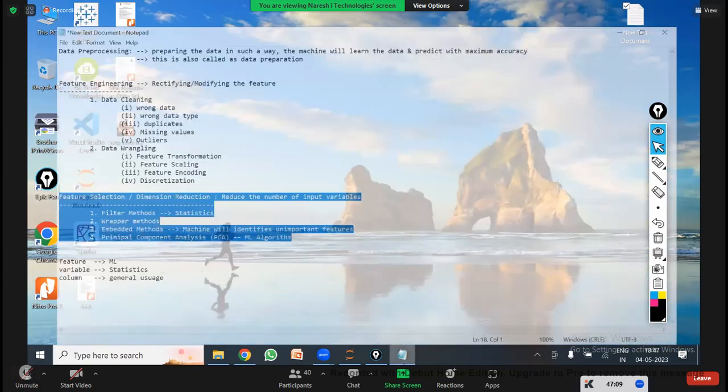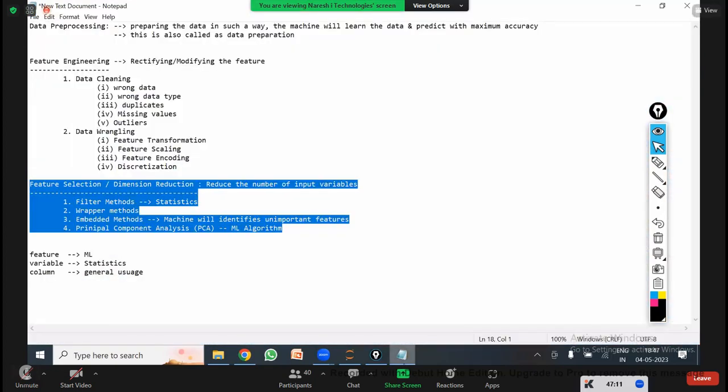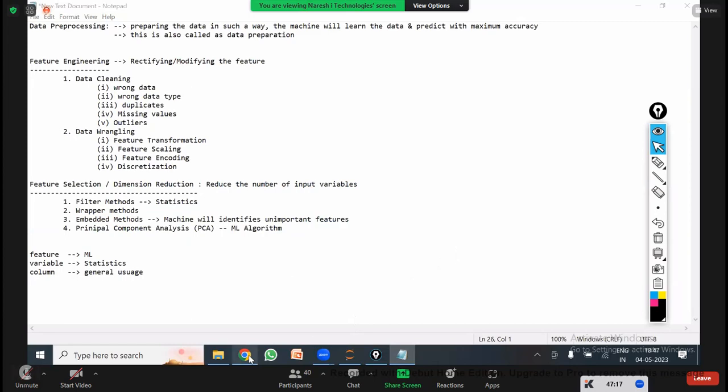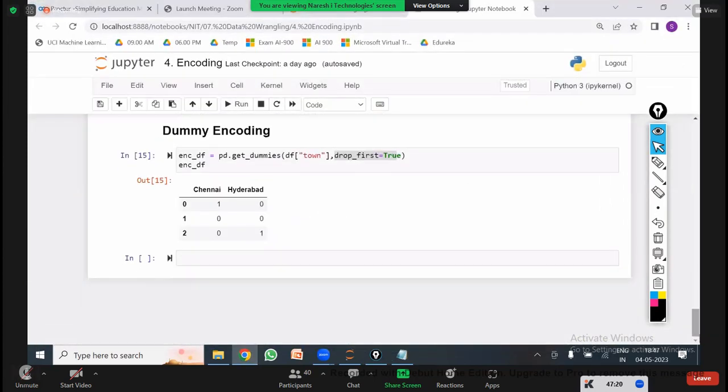So this is with respect to what is called feature engineering, where in feature engineering there is data cleaning and data wrangling. Now, the most important one here I have missed. What does that important one mean?